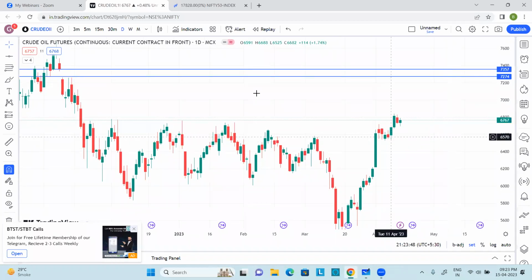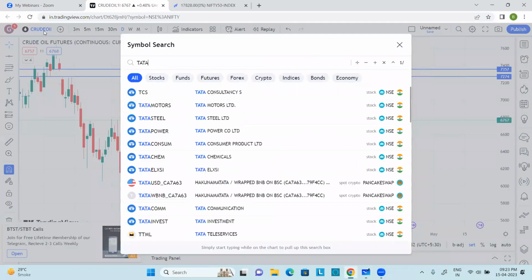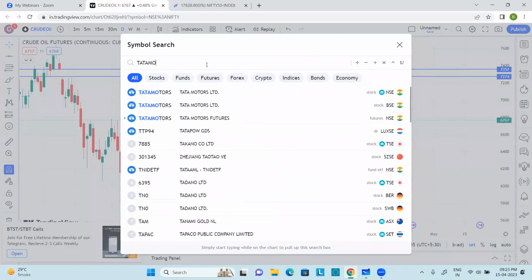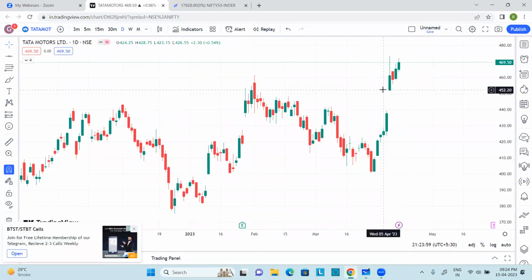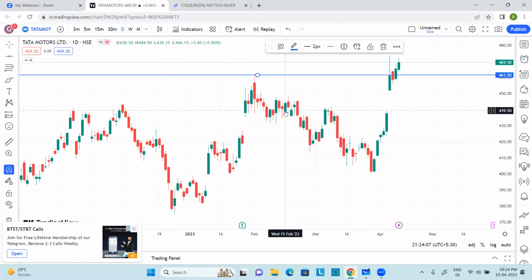Tata Motors on 10th April, check out Mahindra Bank. Tata Motor कौन बोला? भास्कर रेड्डी. See, resistance is here. Okay, this day has to open above that resistance.